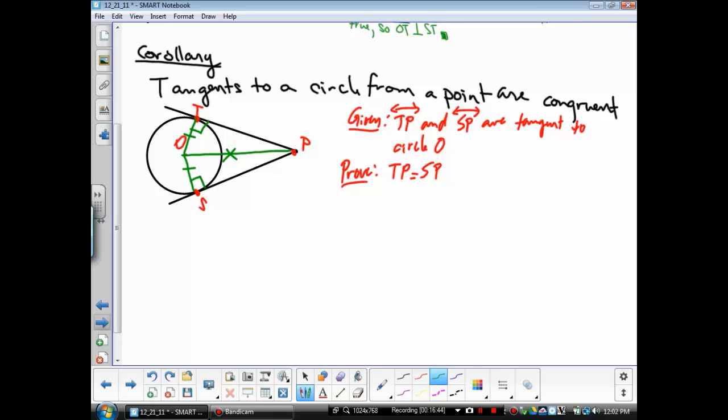So now we have side-side-side, side-angle-side, angle-side-angle, angle-angle-side, and hypotenuse-leg. The hypotenuse-leg theorem, yes. They share the same hypotenuse and their legs are congruent. So these triangles, triangle TOP and triangle SOP, are going to be congruent by hypotenuse-leg.